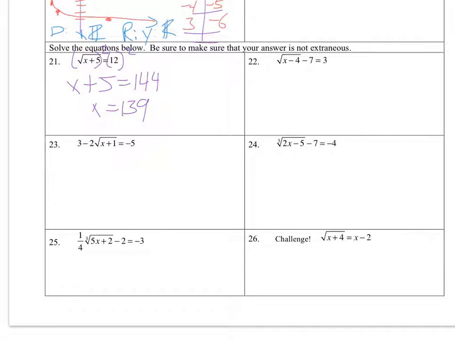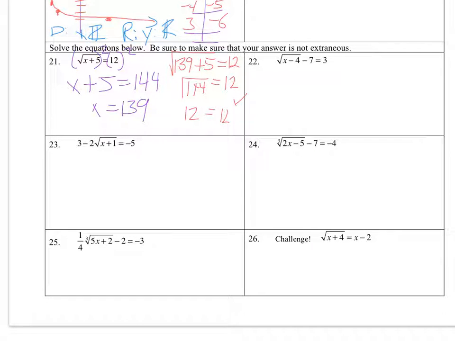To check to see if this is extraneous, I'm going to plug that back in. So we get 139 plus 5 inside the square root is equal to 12. That tells me the square root of 144 is 12. In other words, 12 is equal to 12. No extraneous solution.